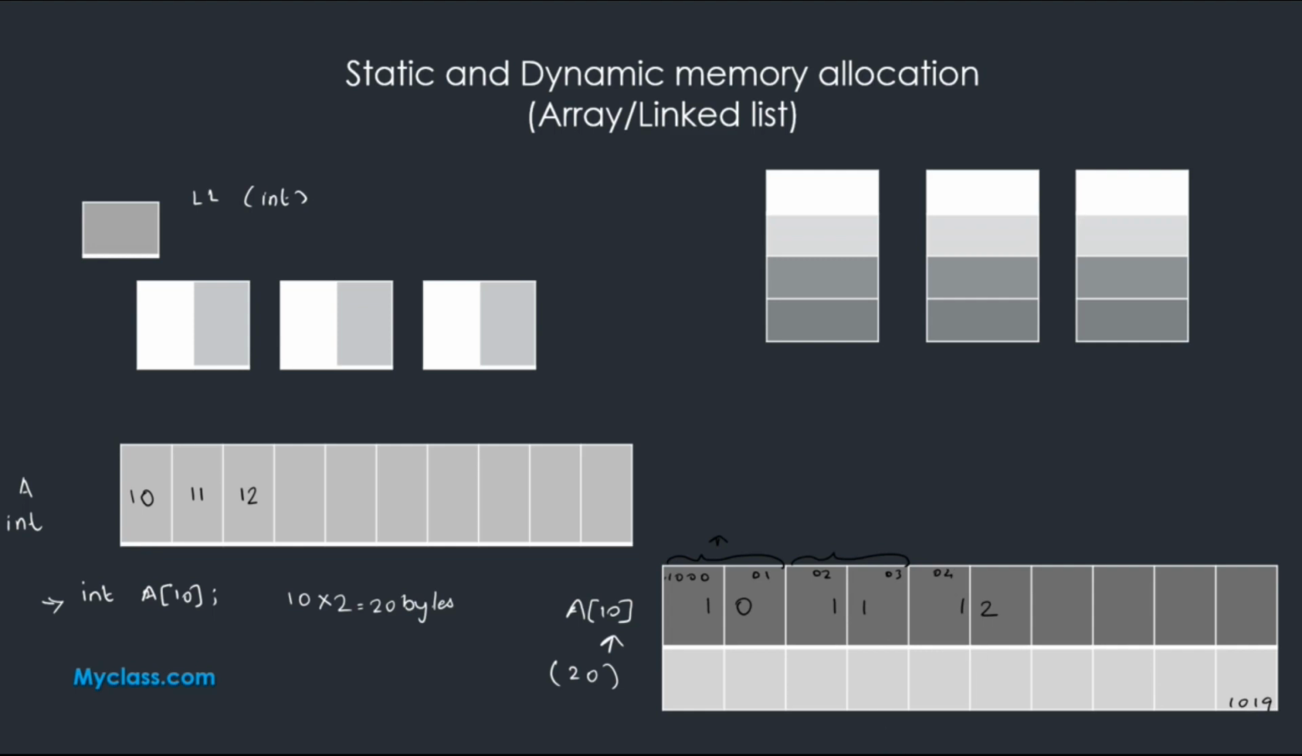But at the time of compilation itself, we get the total 20 bytes for our program execution. So in this situation, the remaining 14 bytes are useless. So that is static memory allocation.